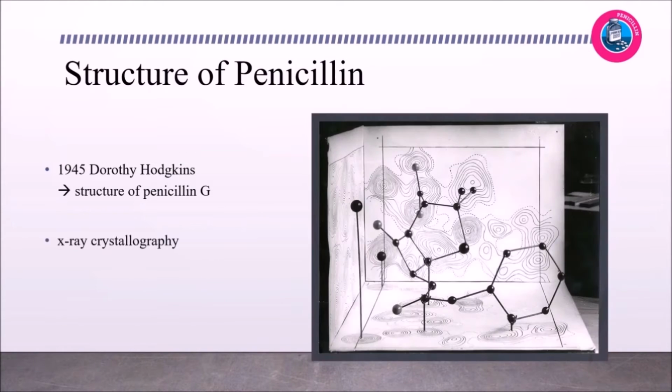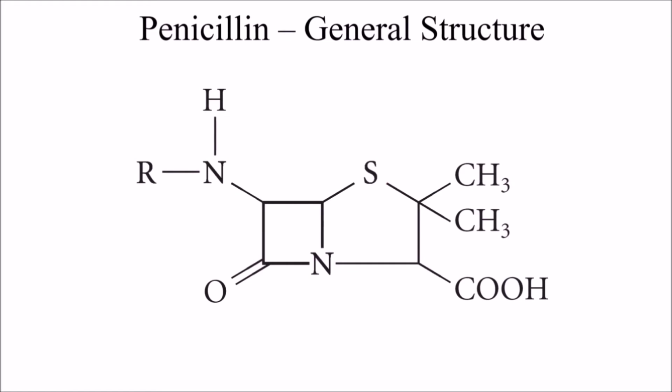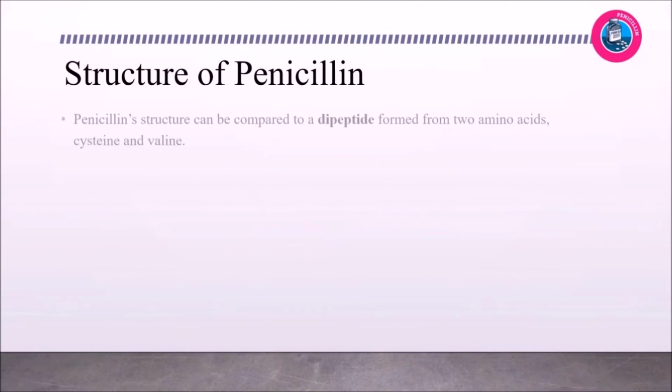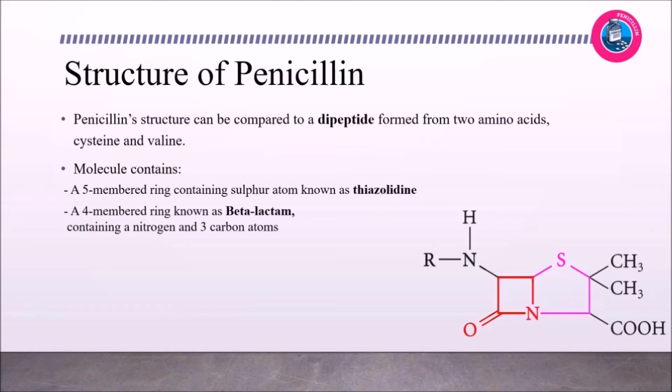However, it was not until 1945 that Dorothy Hodgkin determined the exact structure of penicillin G, the major constituent of the mold extract, using X-ray crystallography. Penicillin's structure can closely be compared to a dipeptide formed from two amino acids, cysteine and valine. The molecule contains a 5-membered ring containing a sulfur atom known as thiazolidine, a 4-membered ring known as beta-lactam containing a nitrogen and 3 carbon atoms, a carboxylic acid, and an acyl amino acid chain.